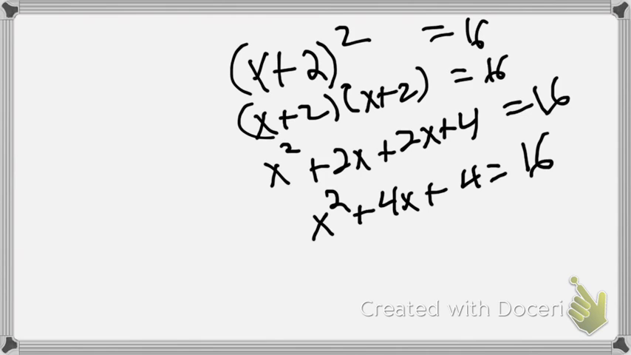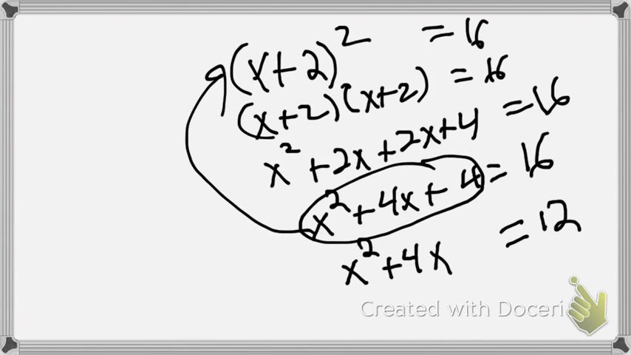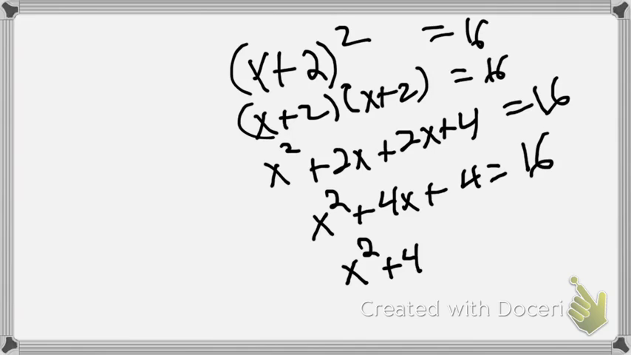Okay, so notice that if I subtract 4 from both sides, I'd get x squared plus 4x equals 12. Okay? So let's say that was my problem.